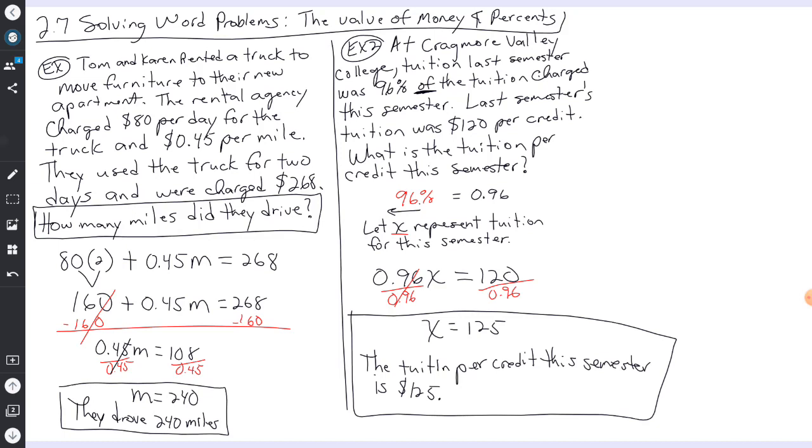So that wouldn't be the answer? That it increased by $5? Yeah, well, this will be the answer. It's asking what is the tuition per credit this semester. So the tuition per credit this semester is $125.